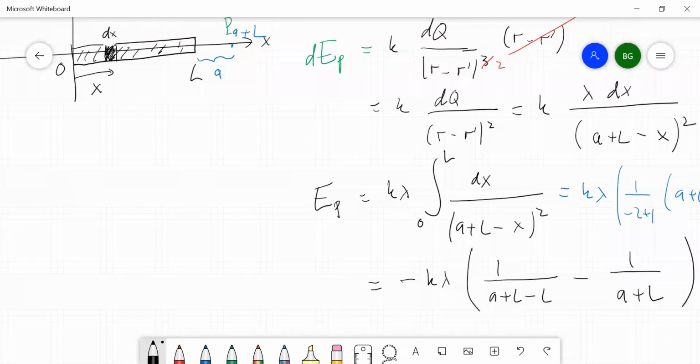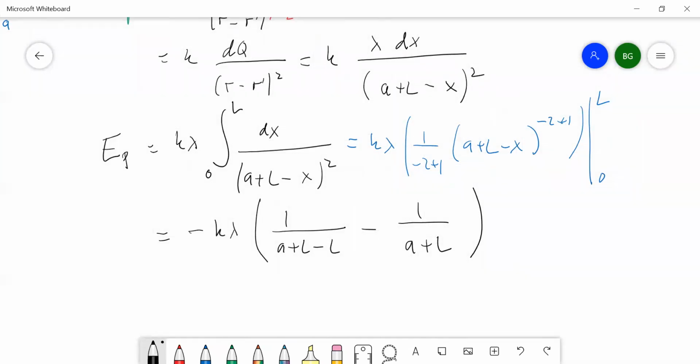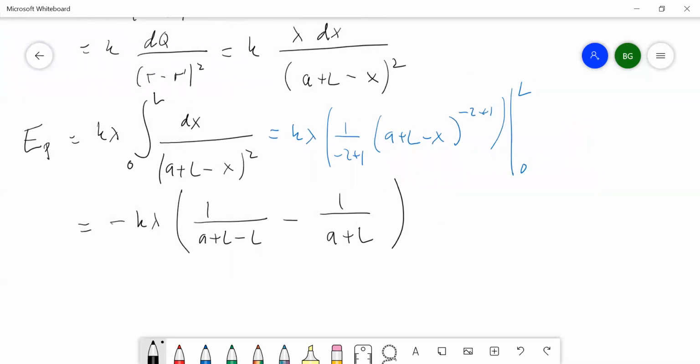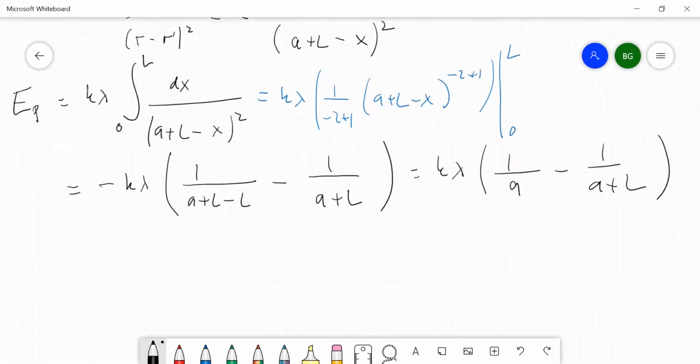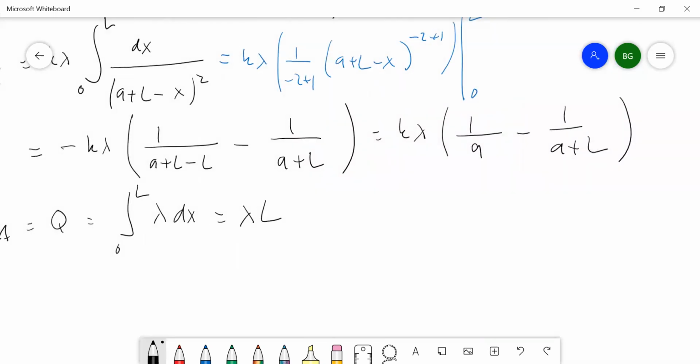I think that's correct. It should be positive. So this is k lambda times 1 over A minus 1 over A plus L. So the Q total equals the integral from 0 to L of lambda dx, and this is lambda L.